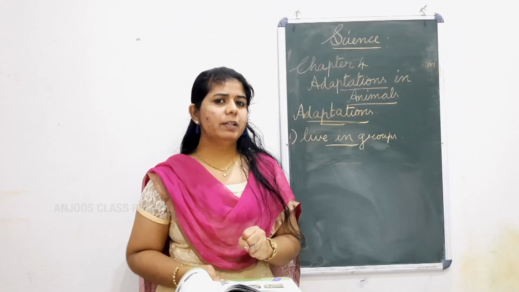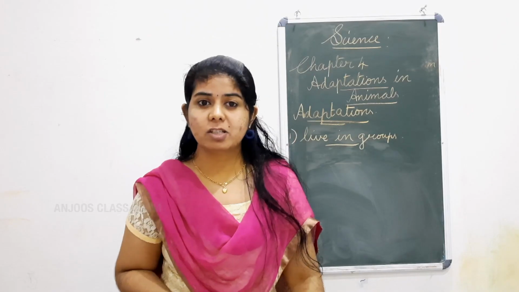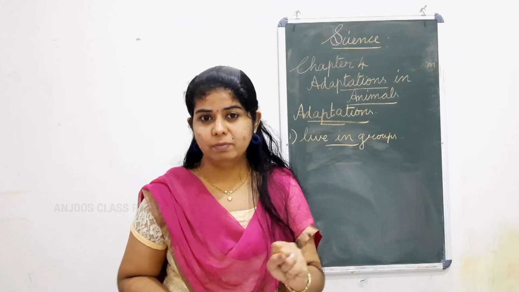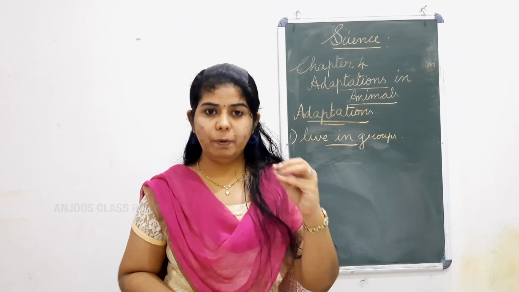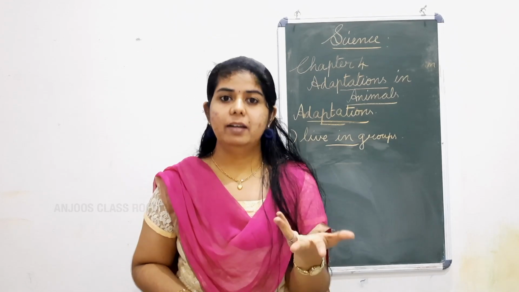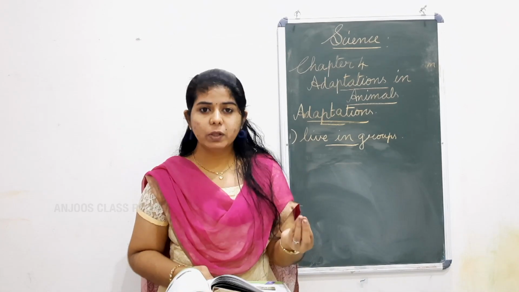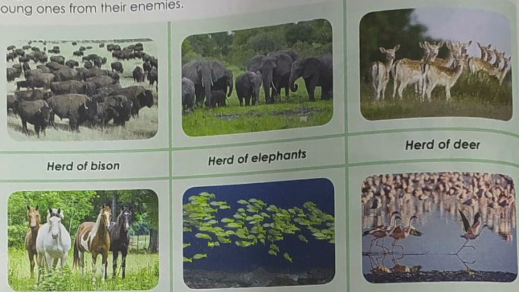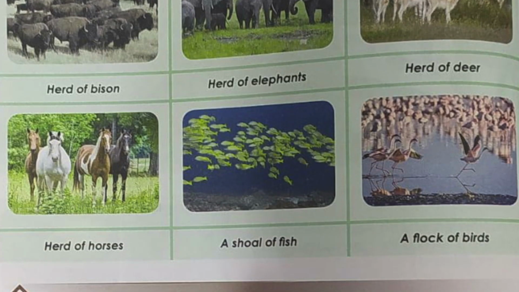The group name. You might have studied it in English grammar. What is a group name? The collective noun. Yes. So a group of bison, we call it a herd. Elephants also move in groups, a herd of elephants. Again, you can see the deer. Here, horses, and the group is called a herd of horses. Then fish. Fish is not given as herd. Instead, their group name is shoal. A shoal of fish. Then birds.